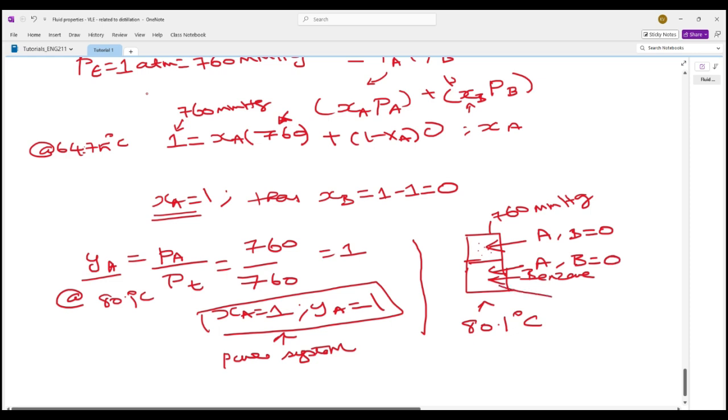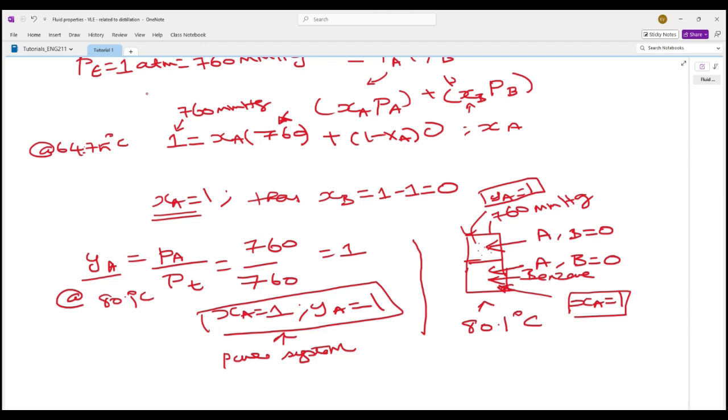And if I ask you to calculate the vapor fraction, the mole fraction of component A in this liquid, it obviously is going to be 1, because there is no other compound. And on the vapor side, the mole fraction of this compound, YA, that's going to be 1. Because you have only one compound, that's why you get XA equal to 1 and YA equal to 1.